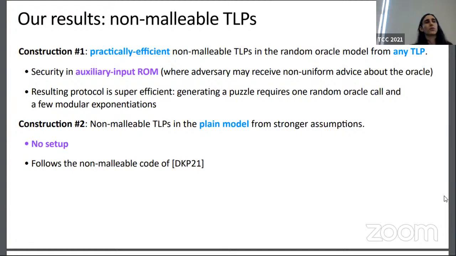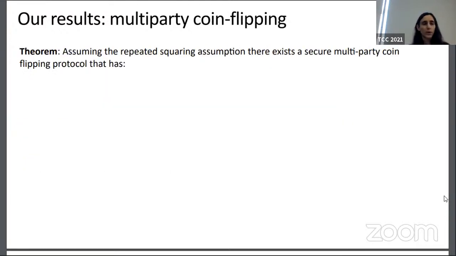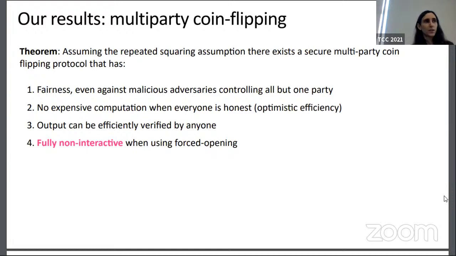And in particular for our protocol in the random oracle model, the adversary might receive, or is allowed to receive, non-uniform advice about the oracle. This is called the auxiliary input random oracle model. So that's the model that we're in. And we use these constructions to get multi-party coin flipping against malicious adversaries. In particular, our protocol has fairness, even against adversaries that control all but one party.